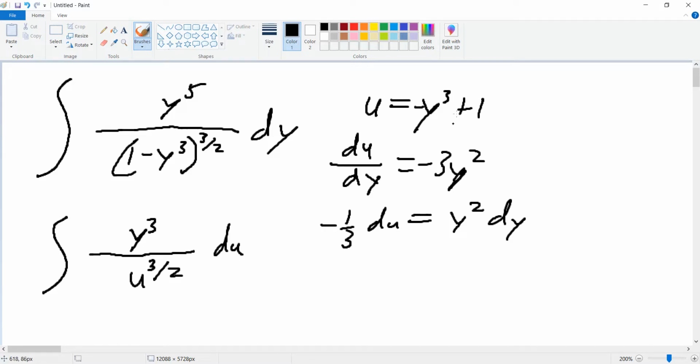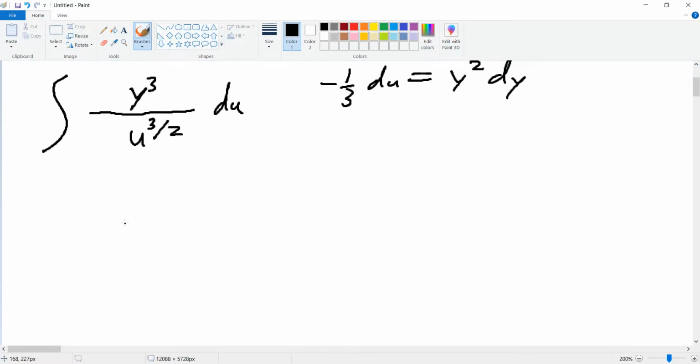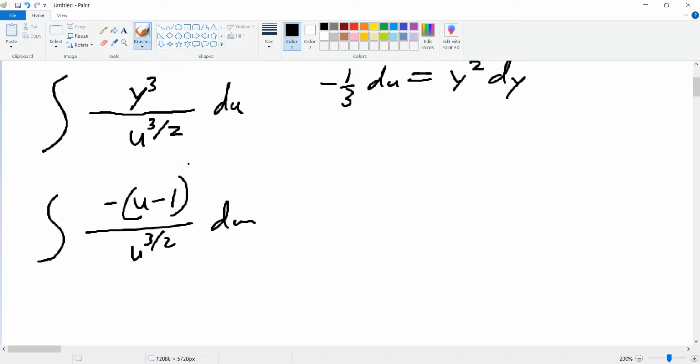So we already have this equation up here. And so I'm just going to try to get y to the 3rd. So we would have u minus 1 divided by negative 1 is equal to y cubed. So I will just rewrite that as this, is equal to y cubed. So now we can plug u in, and we can actually take the antiderivative. Minus 1 divided by u to the 3/2 du. Terrible u, but hopefully you get the idea.